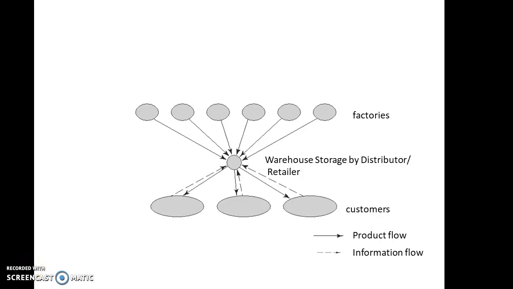When we see the diagram, we can understand the process of this method. The factories or manufacturers send the products to the warehouses maintained by distributor or retailers. Customers place an order with retailers or distributors and get the products that they want.